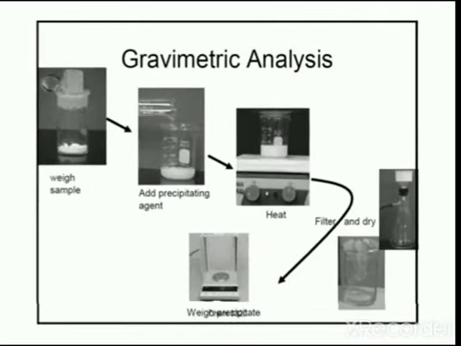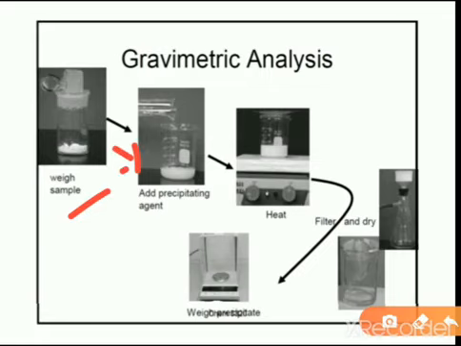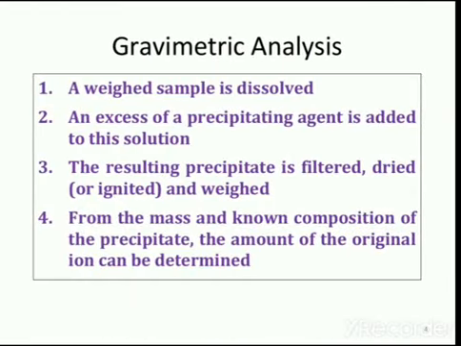So these are the procedures we follow in gravimetric analysis. First, we weigh the sample, and then we add the precipitating agent, and then heating, that is the digestion. After that we go to filtering, and then we weigh the precipitate. In gravimetric analysis, these are the major steps.